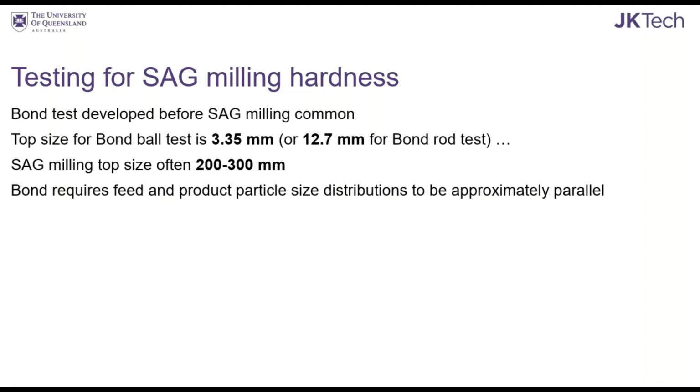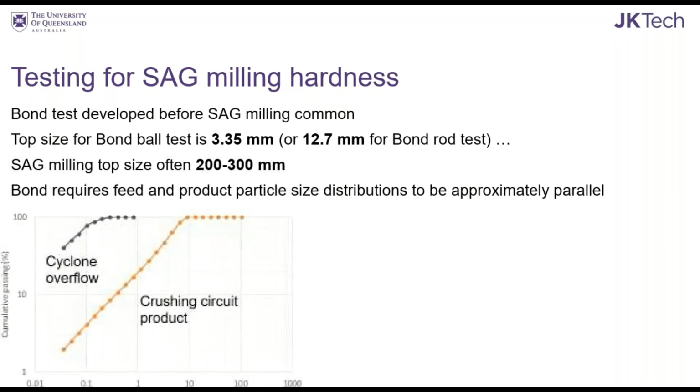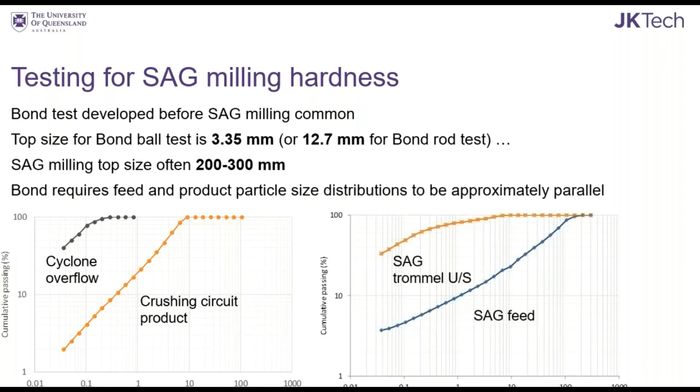But again, one of the other requirements for Bond's method is that the feed and product particle size distributions are approximately parallel. Most of us would know the cyclone overflow and the crushing circuit product are generally parallel, but for SAG mills and AG mills, this is not the case. So again, it's not recommended to use Bond's method for dealing with AG and SAG mills.